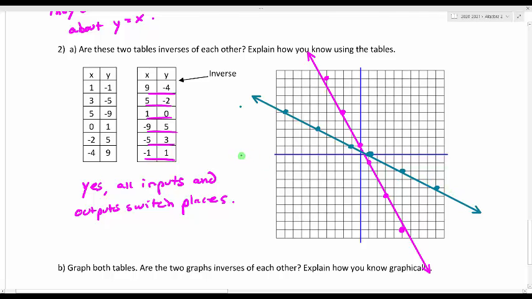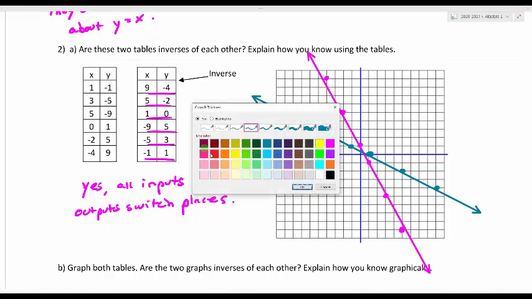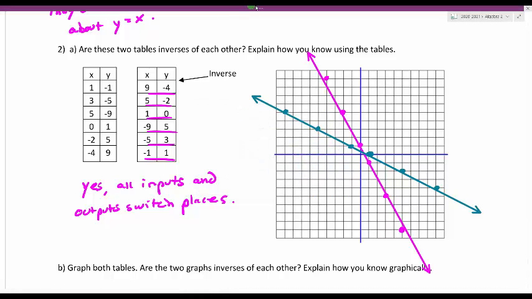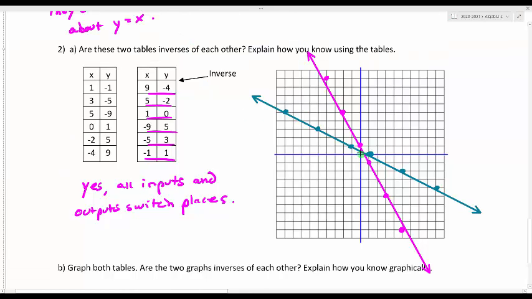Now to determine whether or not these represent inverses of each other, we have to see that symmetry about the line y equals x. So I'm going to change colors again. I'm going to go to green this time, and I'm going to grab my line tool, and I'm going to plot the line y equals x. All right, there we go. So I got my line graphed.